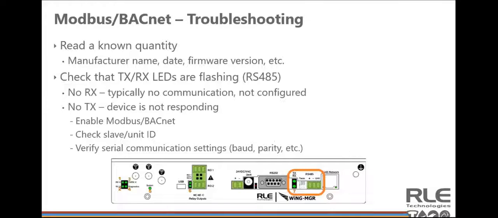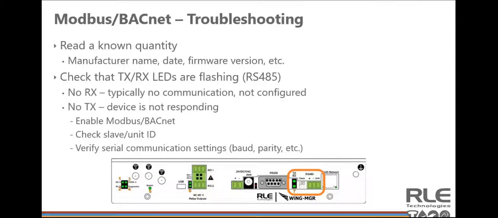Okay, so just good practice when you're setting up a system is to read a known quantity. I think it can be very tempting to go exactly for the data you're looking for, maybe like a leak status register, but it can just be so useful to read a manufacturer name, date, firmware version, just to give a lot of confidence that the system is working correctly.